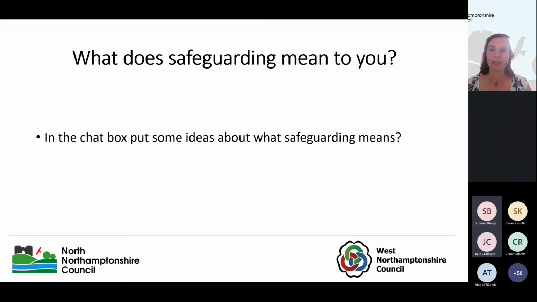Yeah, signposting to other services, that can be part of safeguarding as well. Okay, so quite a lot of ideas then on what safeguarding is. Yeah, ensuring there are processes in place and action plans. So a lot of different organisations have got a safeguarding duty, haven't they? Because they have contact with adults and children.